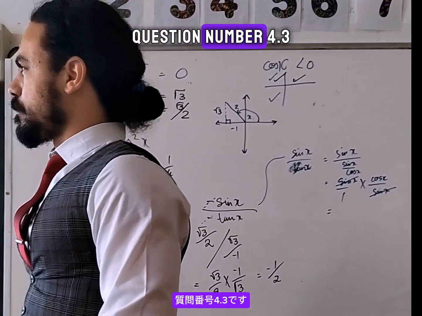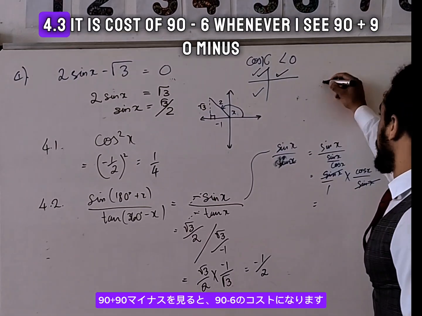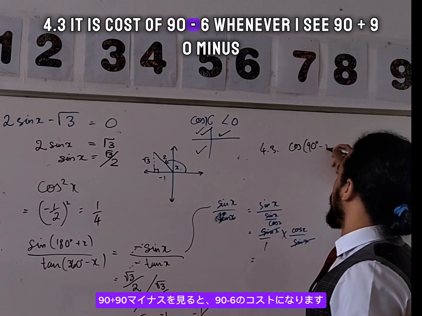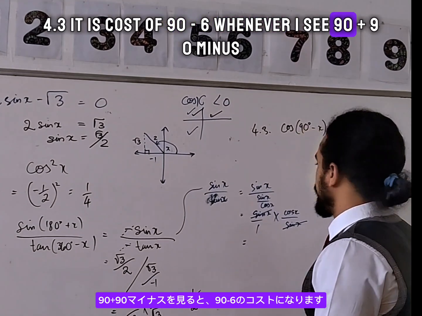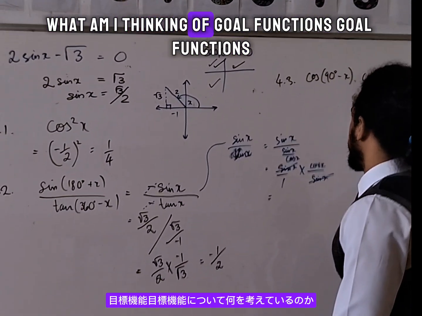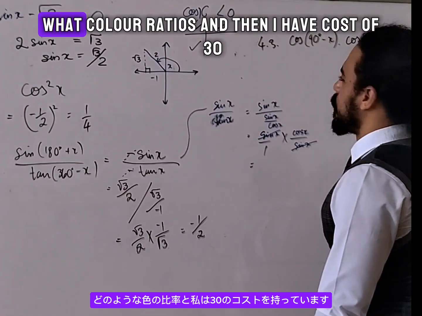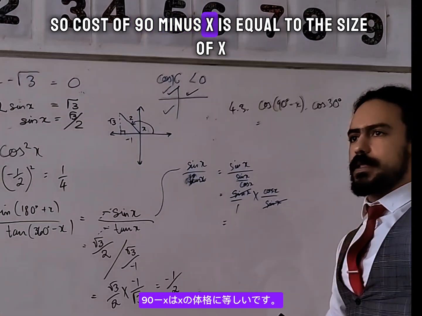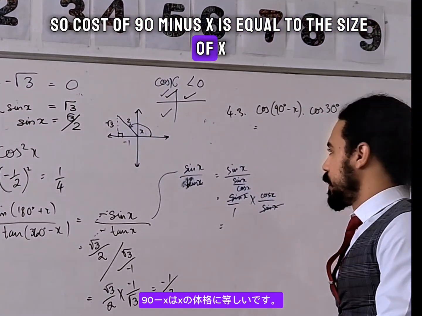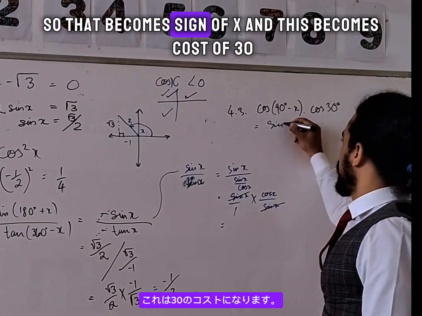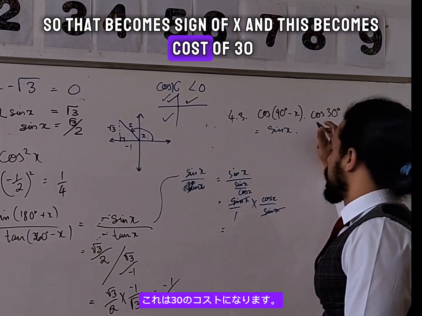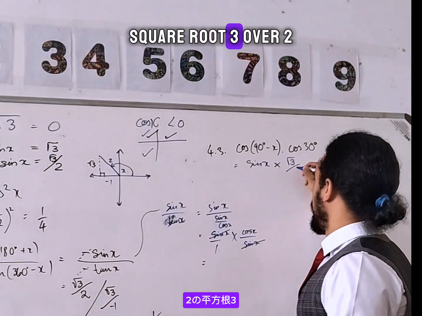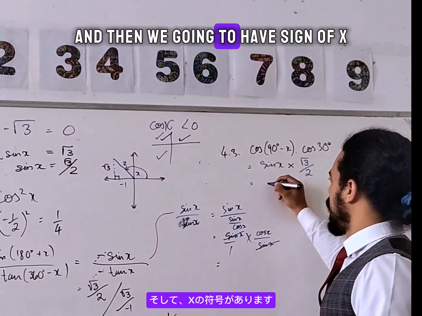Question number 4.3. It is cos of 90 minus x. Whenever I see 90 plus or 90 minus, what am I thinking of? Co-functions, or co-ratios. And then I have cos of 30. So cos of 90 minus x is equal to sine of x, and this becomes cos of 30. What is the cos of 30 again? Square root 3 over 2. And then we're going to have sine of x.